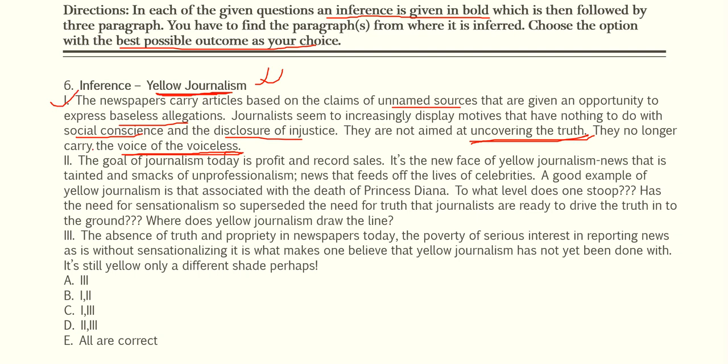Now, the next one. What does it say? The goal of journalism today is profit and record sales. It's the new face of yellow journalism. Yes. News that is tainted and smacks of unprofessionalism, just as I mentioned moments back. News that feeds off the lives of celebrities.